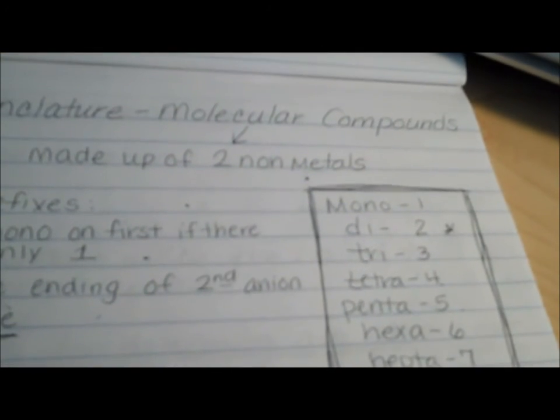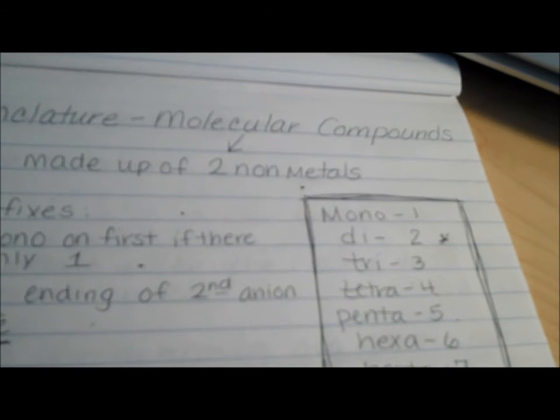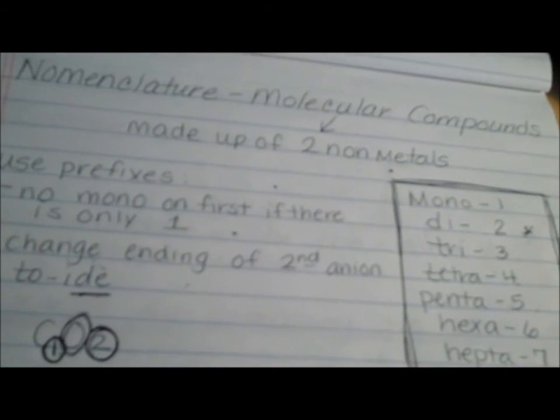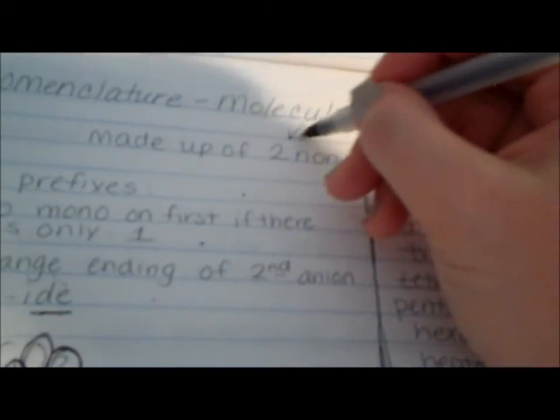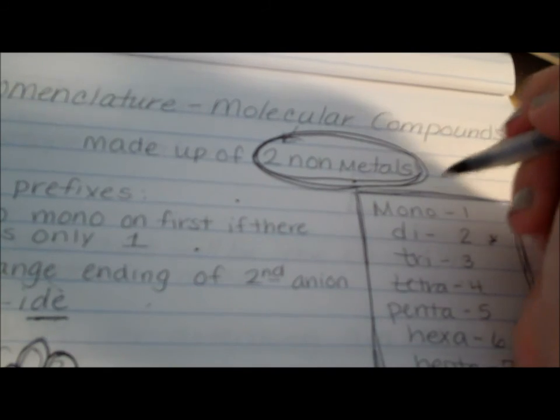Now naming molecular compounds is the easier of the two in my opinion. The hardest part is going to be telling the difference between an ionic and molecular compound. Easiest way to do that, once you see that it's two nonmetals or the first is not a metal, use your prefix system.